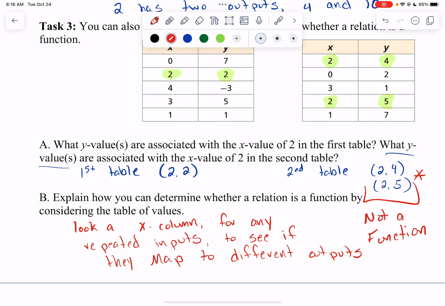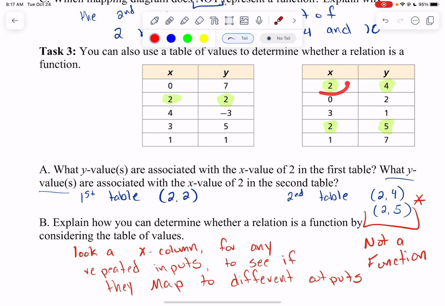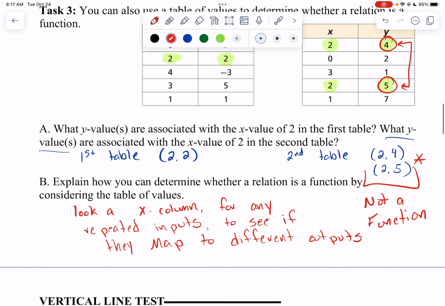Now, just a word of caution. Just because an input repeats doesn't necessarily mean it's not a function. I have to look at the outputs and make sure they're different. So if instead of a 5, this was a 4, it would still be a function, because an input of 2, output of 4, input of 2, output of 4. What makes it not a function is the fact that those two numbers are different. The fact that this 4 is different from this 5 is what makes it not a function. Not the fact that they repeated, but the fact that they repeated and they were to different values.